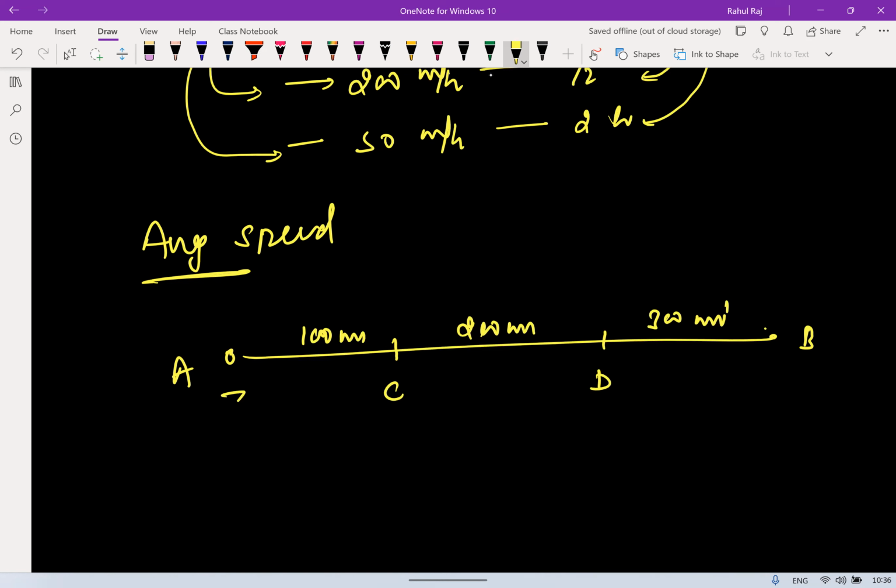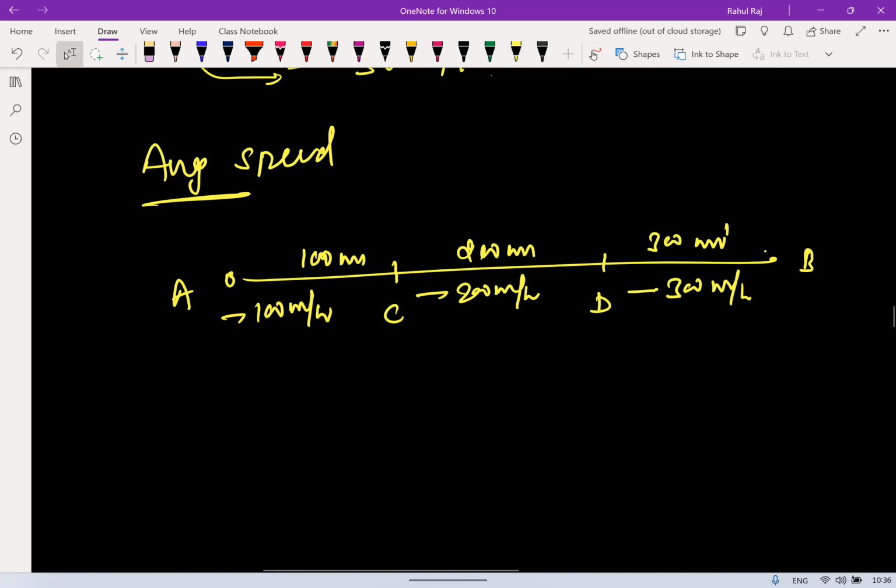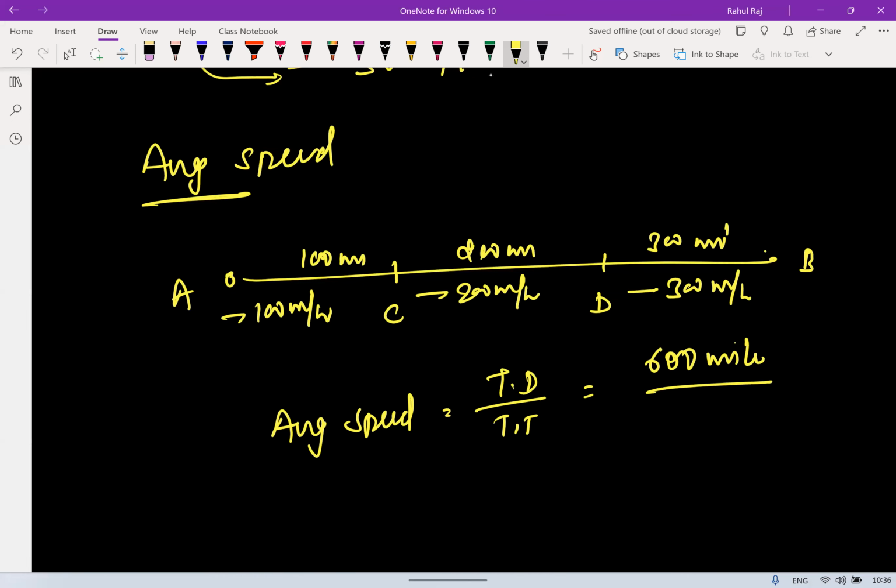If you're going from A to C at 100 miles per hour, from C to D at 200 miles per hour, and from D to B at 300 miles per hour, what is the average speed? So average speed is just simple. Do not ever get confused. Whatever they ask you, whether you're going from A to B or B to A, or from A to C, C to D, D to B, it doesn't matter at all. Average speed is nothing but total distance by total time. That's it. So what is the total distance over here? 600 miles.